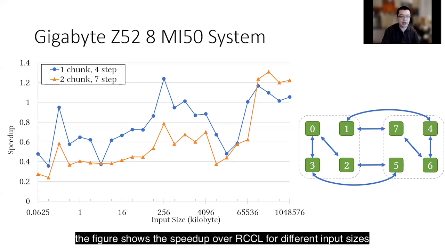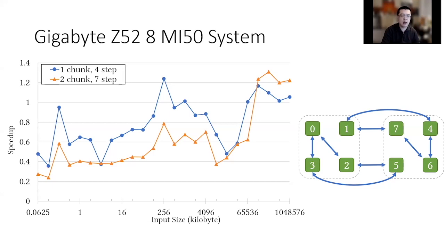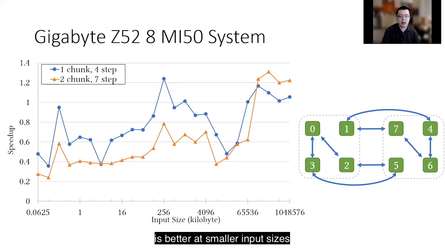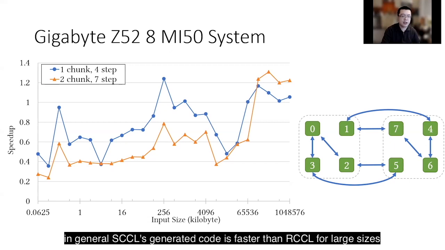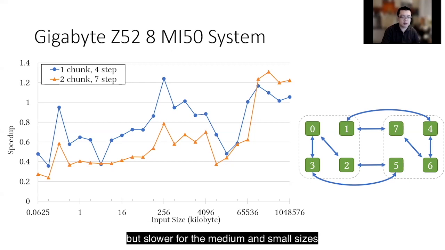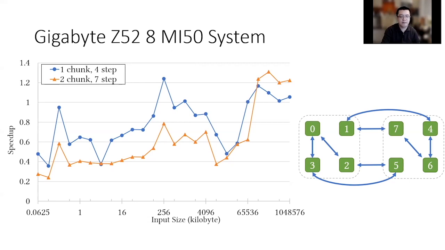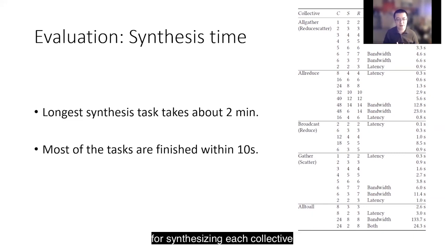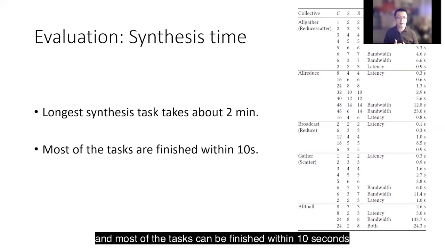The figure shows the speedup over RCCL for different input sizes, and it demonstrates that the low latency 1-chunk 4-step algorithm is better at smaller input sizes, and the high bandwidth 2-chunk 7-step algorithm is faster for large input sizes. In general, SCCL's generated code is faster than RCCL for large sizes, but slower for the medium and small sizes. Speaking of synthesis time, we measured the time required for synthesizing each collective. The longest synthesis task takes 2 minutes, and most of the tasks can be finished within 10 seconds.